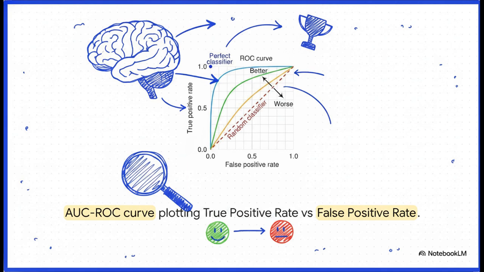That dotted diagonal line right through the middle, that represents a purely random guess, literally like flipping a coin. The solid lines arching toward the top left represent our actual models. We measure the total area under that curve, the AUC. So basically, a greater area under the curve means the machine is doing a significantly better job at confidently distinguishing between the positive and negative classes.